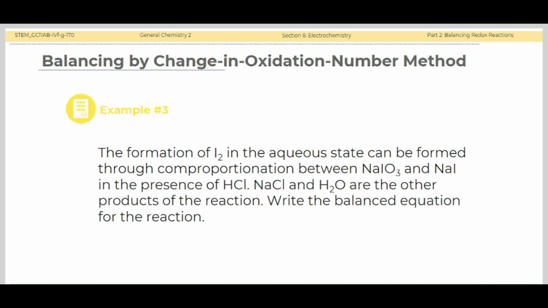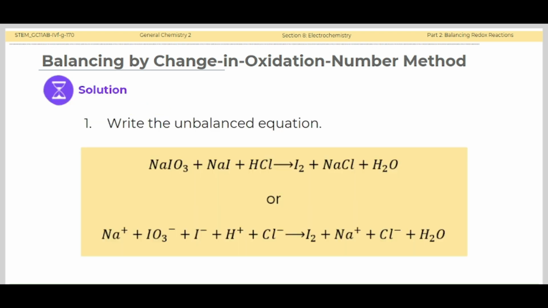Example number 3. Iodine in the aqueous state can be formed through comproportionation between sodium iodate and sodium iodide in the presence of hydrochloric acid. Sodium chloride and water are the other products of the reaction. Write the balanced equation for the reaction. Solution number 1. Write the unbalanced equation.